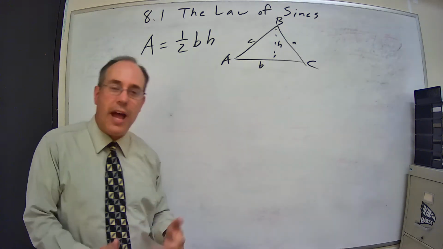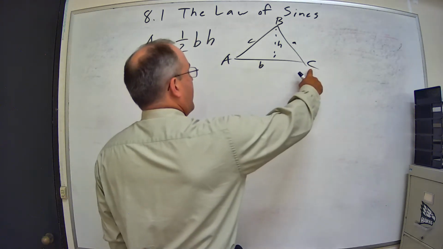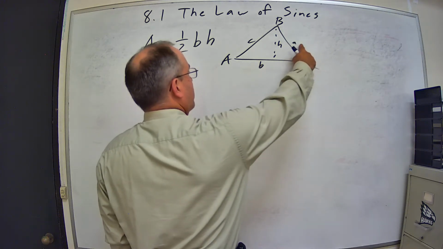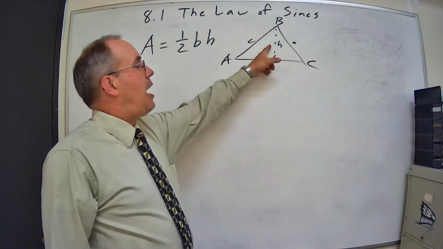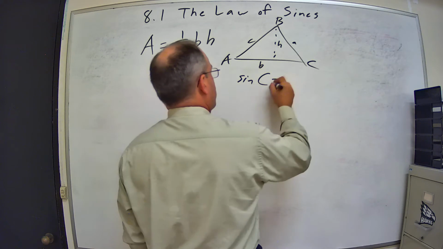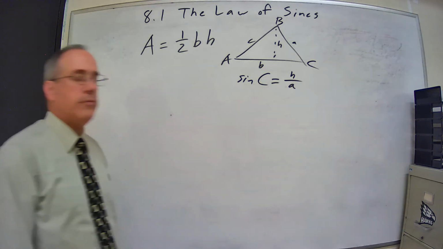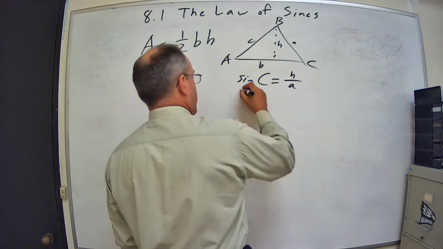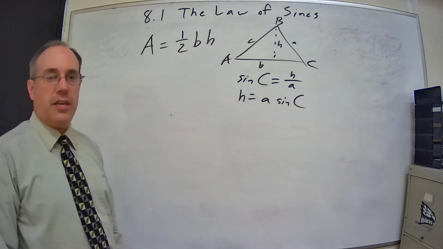Well, when I was deriving the law of sines, I looked at it and said angle C is equal to opposite over hypotenuse. Or I should say the sine of C. So I said sine of C is equal to opposite H over the hypotenuse A. And then I solved for H and said H is equal to A times the sine of angle C.